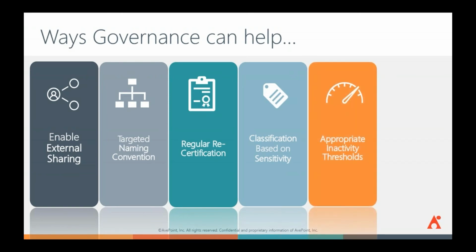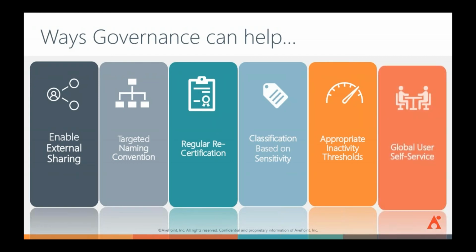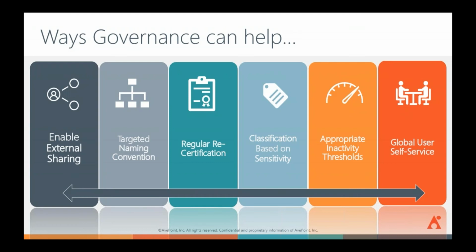Inactivity thresholds are really important, and this is where we get an understanding of what's being used. If it isn't being used, we can flag that up and make sure that it is then addressed. And the last one is around global user self-service. Next I'm going to show you an example of a workflow, and then we're going to do it live in terms of what that typically looks like.